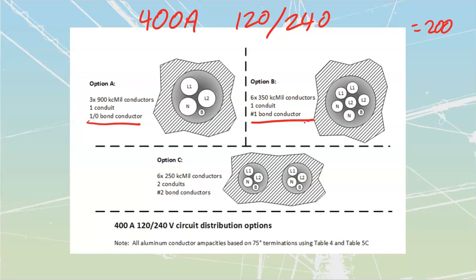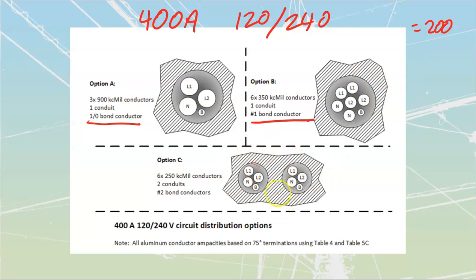The last one that I'm going to have is where I split it into 2 separate conduits, because this conduit over here, if you did the conduit fill, we're not doing that right now, but it's a fairly large conduit. It gets expensive, more expensive components, harder to find, etc. So we're not going to use that one necessarily.